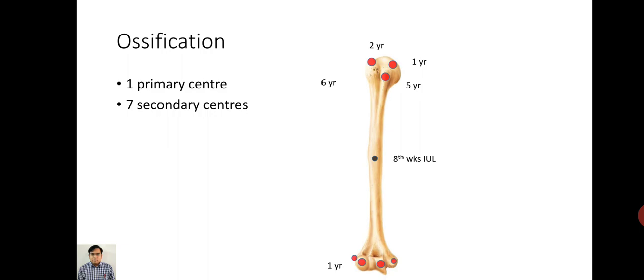The secondary center for the capitulum and lateral part of trochlea appears at the age of 1 year, for the medial part of trochlea at the age of 9 years, and for the lateral epicondyle at the age of 12 years. They all 3 fuse with the shaft or become one epiphysis at the age of 14 years, and the secondary center for the medial epicondyle appears at the age of 4 to 6 years and fuses with the shaft at the age of 20 years. So this is all about ossification.